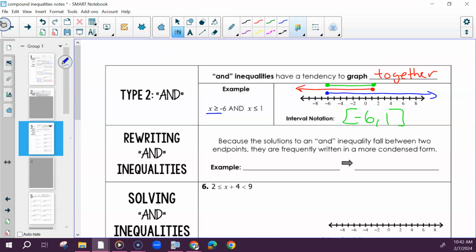Because they fall between two endpoints, instead of writing it like this, x is greater than or equal to -6 and x is less than or equal to 1, they condense it so that it's -6 is less than or equal to x and less than or equal to 1. So in Delta Math, you may still see two different things, but when you write your answer, you want it like this. We'll talk more about that when we get more.